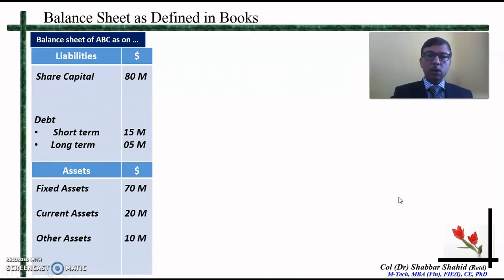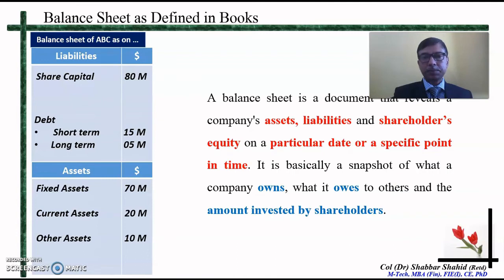Now if you want to have a look as to how the balance sheet is defined in the books, then it will be something like this. A balance sheet is a document that reveals a company's assets, liabilities, and shareholders' equity on a particular date or a specific point in time. It is basically a snapshot of what a company owns, what it owes to others, and the amount invested by shareholders.